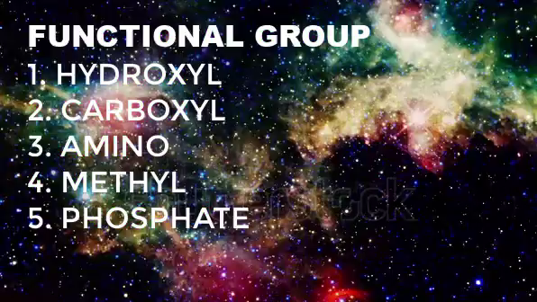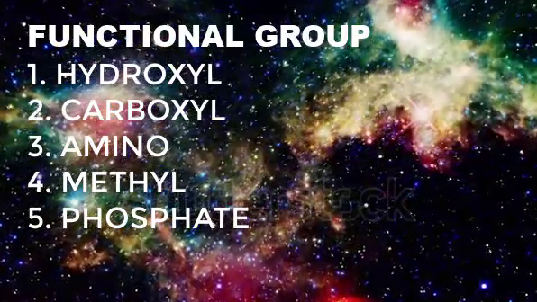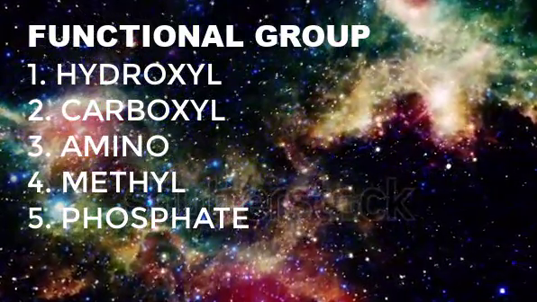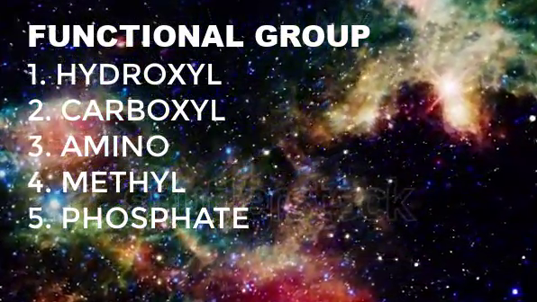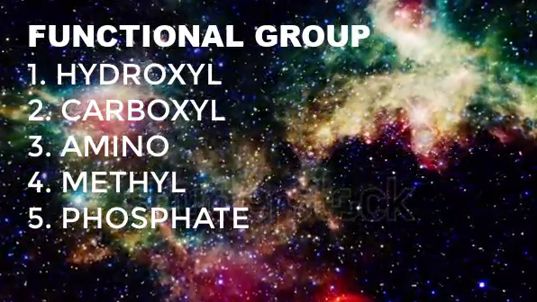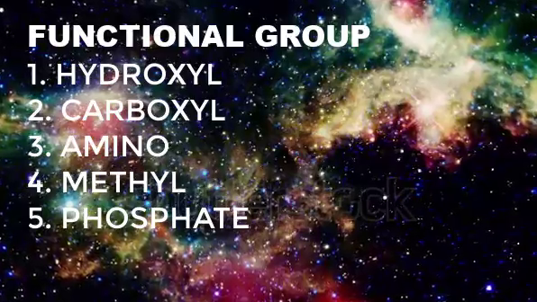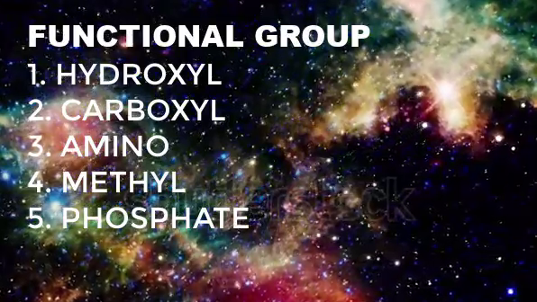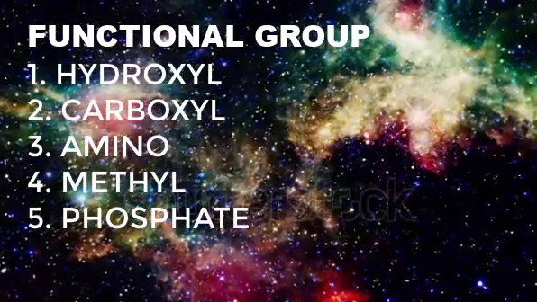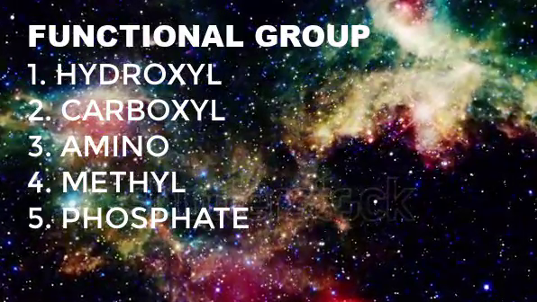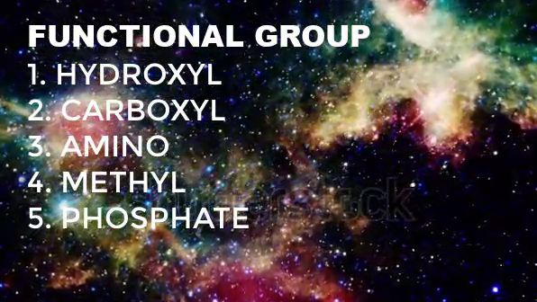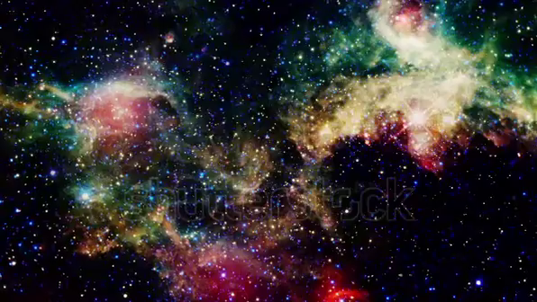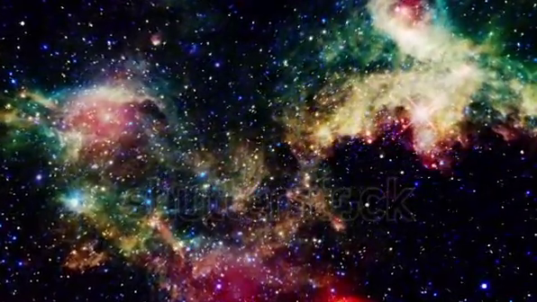So what is a functional group? A functional group is a group of atoms linked by strong covalent bonds and tending to function in chemical reactions as a single unit. You can think of functional groups as tightly knit cliques whose members are unlikely to be parted. Five functional groups are important in human physiology, and these are the hydroxyl, carboxyl, amino, methyl, and phosphate groups.